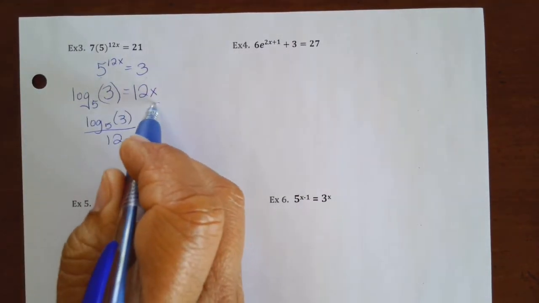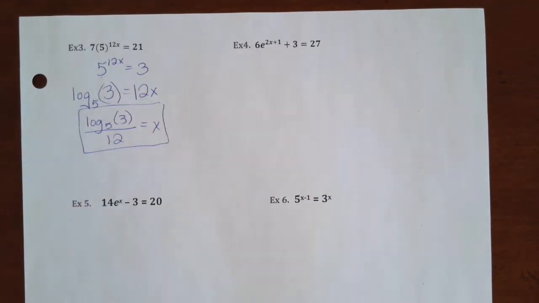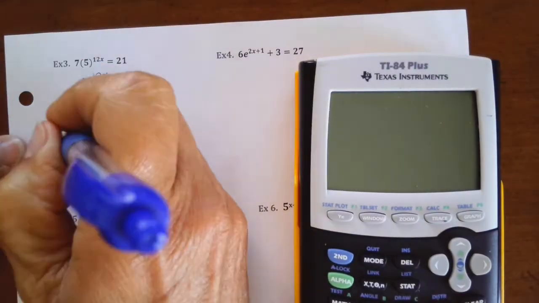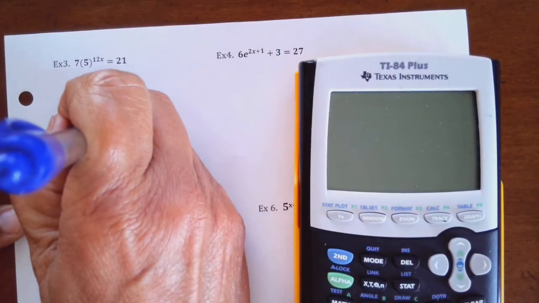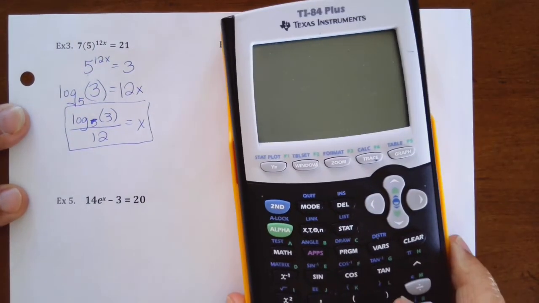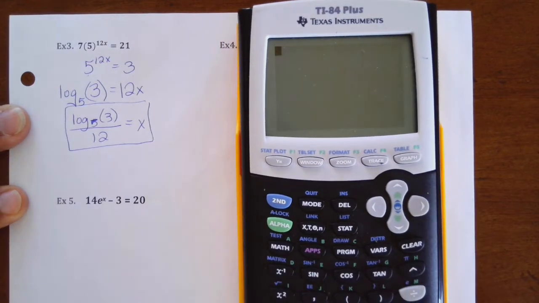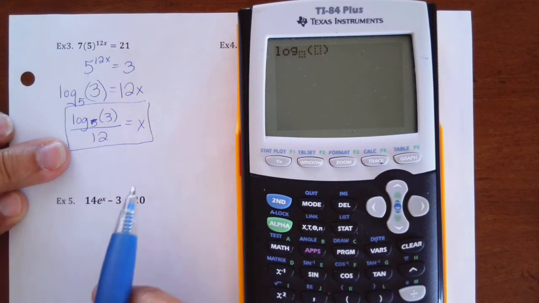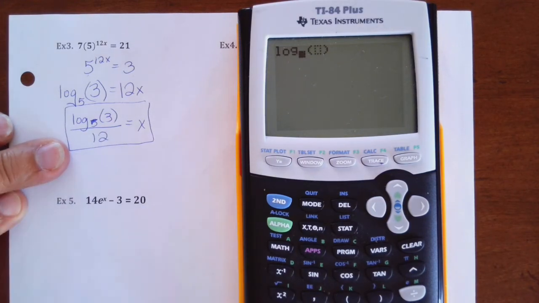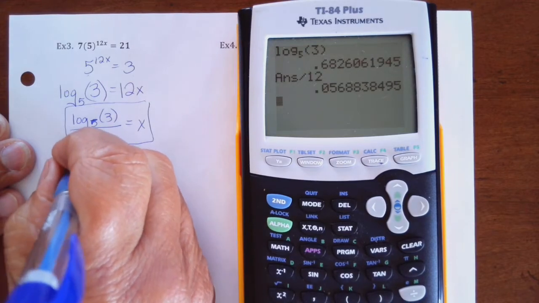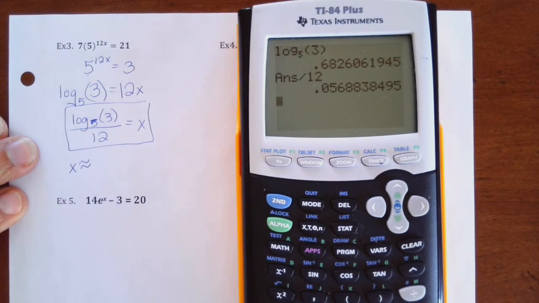And remember, you can leave your answer like that, or we can put it in the calculator and get an approximation. All right, so we can put it in our calculator. We're going to go to alpha F2, get your log button, or do your change of base formula if you need to. So log base 5 of 3, enter, divided by 12. Remember, this is an approximation, so we're going to round. So we'll approximately say it's 0.0569.